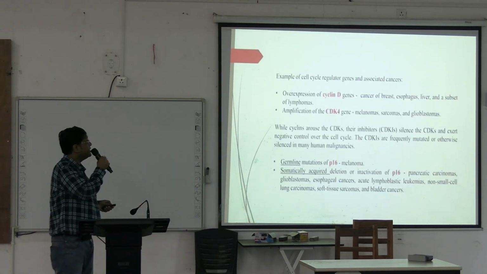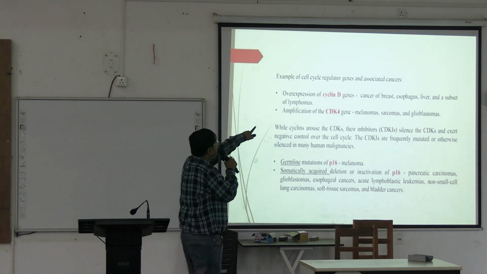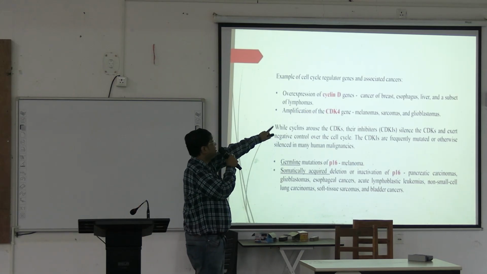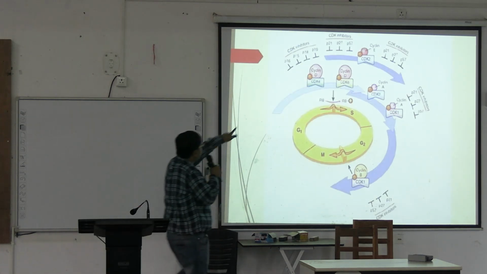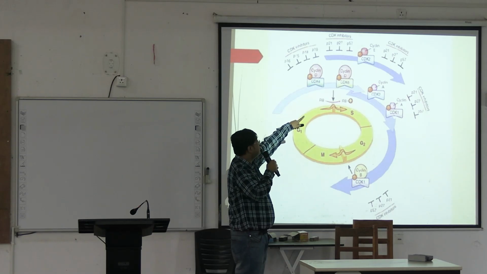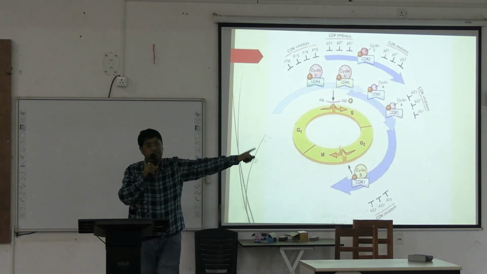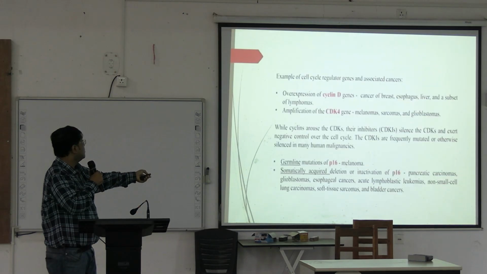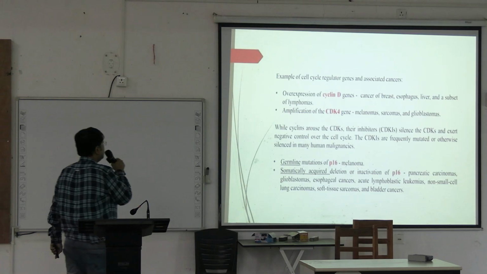Example of cell cycle regulator genes and associated cancers. Overexpression of cyclin D genes, note down the points. Overexpression of cyclin D genes: breast, esophagus, liver and subset of lymphomas. Where is cyclin D working? See here. Cyclin D works via CDK4 and CDK6 during the G1S part of the cycle. If there is a problem here, it will lead to cancer of breast, esophagus, liver and subset of lymphoma.